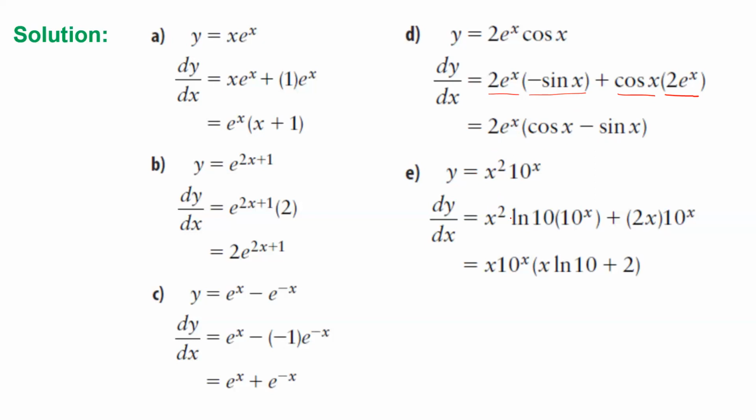Okay, the last one is also a product of two expressions. Again, we can use the product rule. The final solution is x times 10 to the power of x times (x ln 10 plus 2). Okay, any questions?